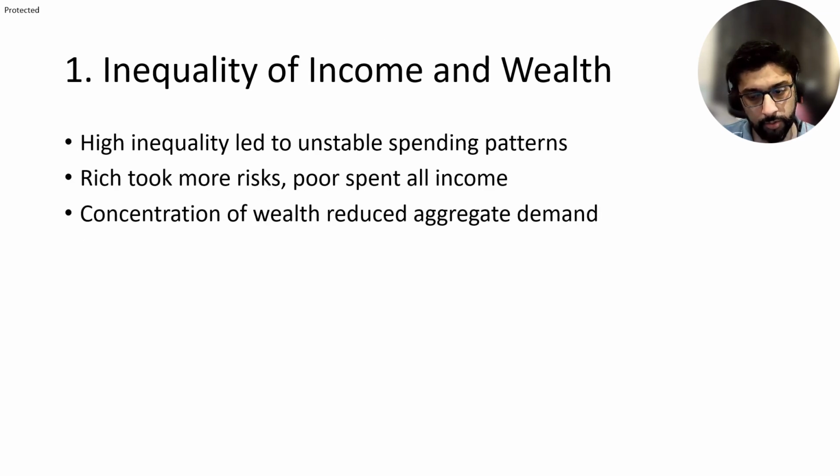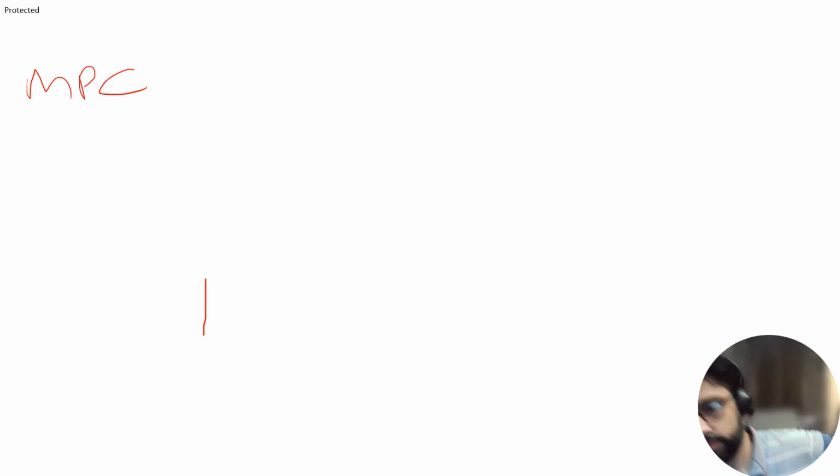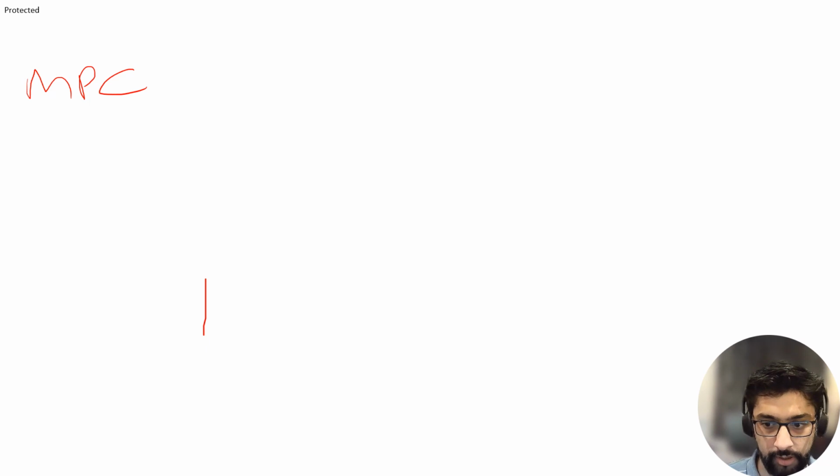So the first point is about the concentration of wealth and disparity. High inequality leads to unstable spending patterns, as the wealthy do not consistently spend a high portion of their income. It also increases risk-taking behavior that can destabilize the economy. So let's have a look at the concept of the marginal propensity to consume, which is called MPC. Basically, what this means is what proportion of the income is spent on consumption.